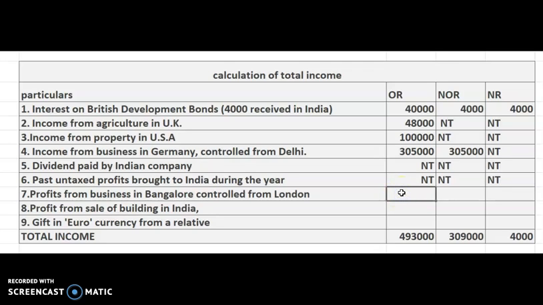Fine. Next, profit from business in Bangalore controlled from London. See, profit from business in Bangalore. He has done business in Bangalore. So it is an Indian income. Whenever it is an Indian income, it is taxable for all the SSCs. It may be received in India or in a foreign country. It is controlled from London. If foreign income is controlled from India, then this will be the treatment: taxable for the first two SSCs, exempt for the third one. Now here, it is Indian income controlled from a foreign country. It won't affect us in any way. So what I am doing is, here it is taxable for all the SSCs.